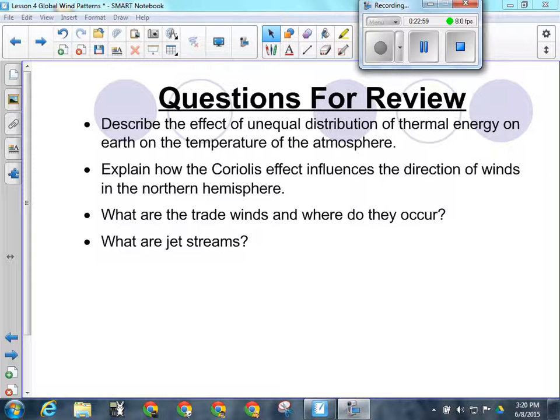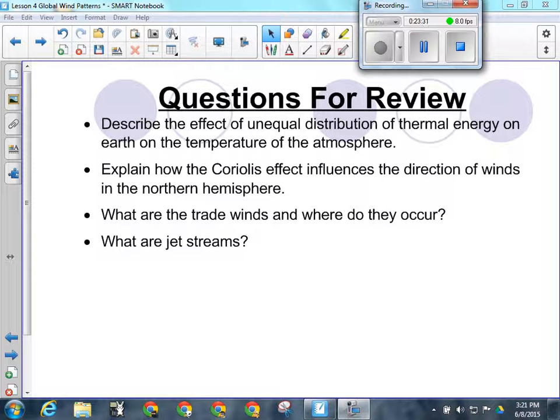All right, what are the trade winds, and where do they occur? And so what latitude are they at? Near the equator. They happen near the equator. There's trade winds north of the equator. There's trade winds south of the equator, for 30 degrees worth of latitude.